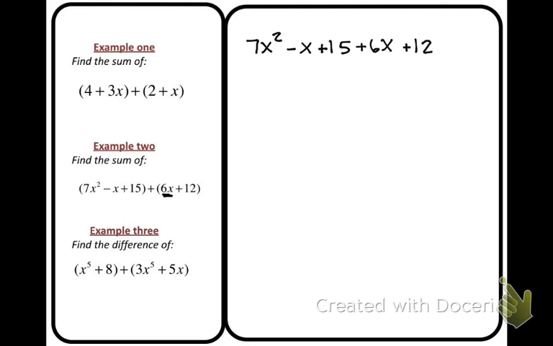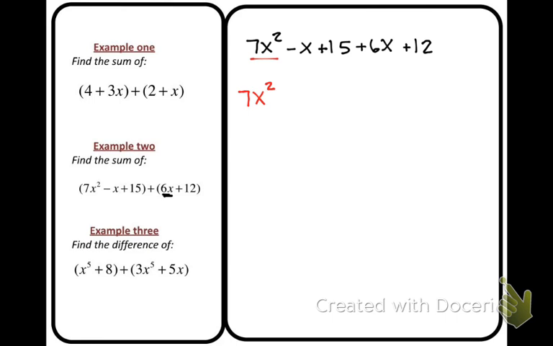And remember, you always want to start with your highest exponent. If I'm looking at this, the highest exponent I have is x squared, and the term is 7x squared. None of the other terms have an x squared, which means there are no like terms for that 7x squared. So we just bring that down, 7x squared.